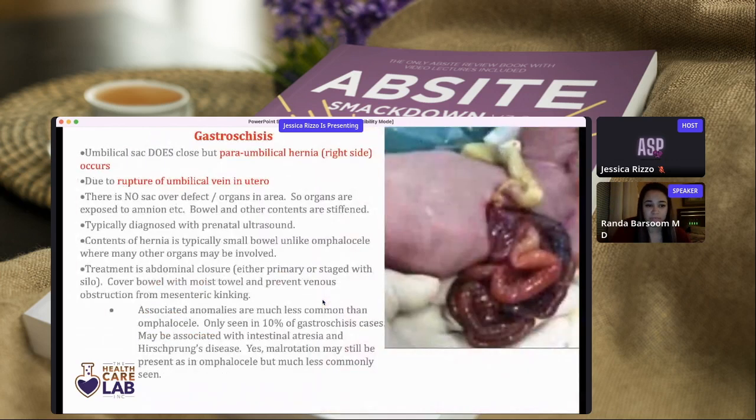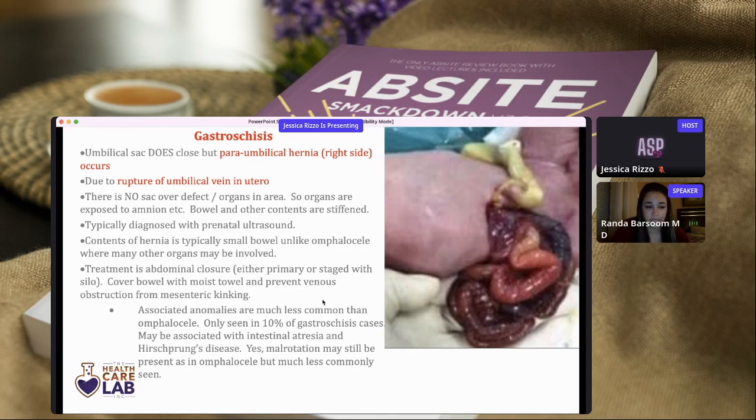Next. Gastroschisis, where the umbilical sac does close, but the paraumbilical hernia occurs. It's due to the rupture of the umbilical vein in utero. There is no sac over the defect. Organs are kind of just out in the environment, so the organs are more likely to be exposed to amniotic fluid. So the bowel and its contents are more stiffened.